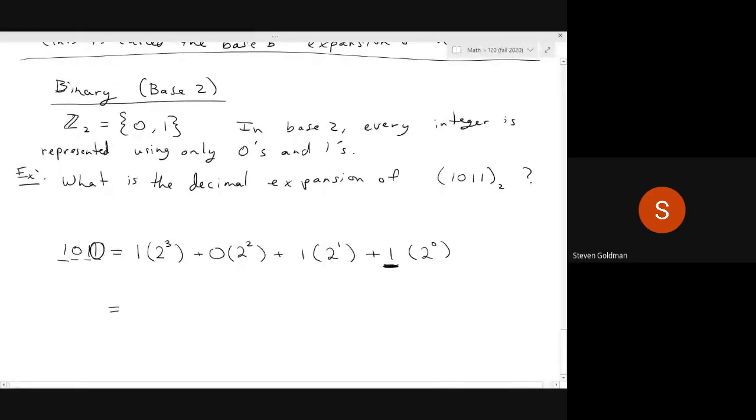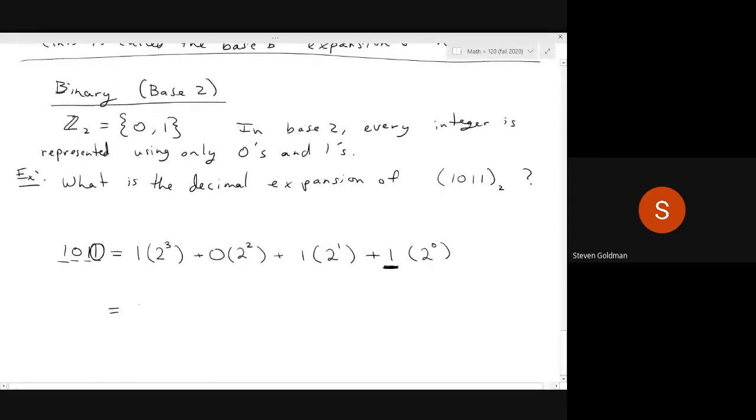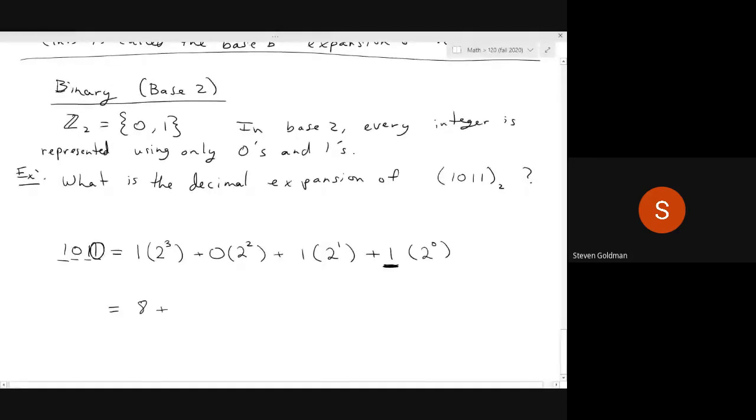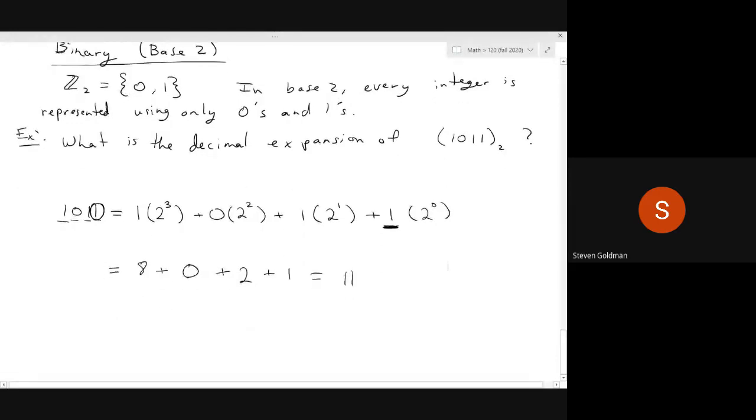So this is 2 to the third, which is 8, plus 0 times 2 squared, well, 2 squared is 4, but times 0, plus 2, plus 1, which is, as somebody wrote in the chat here, 11. So what is the decimal expansion of 1011? It's 11 in base 10. And to let you know it's base 10, I'll just put a little 10 there.